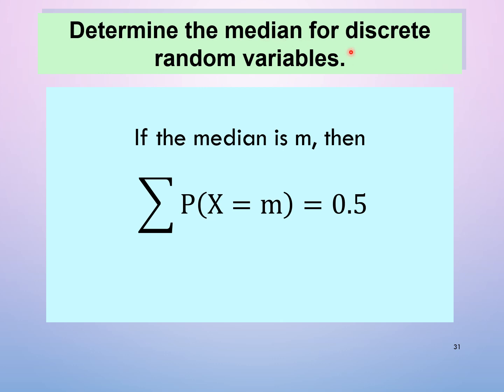This is how we determine the median for discrete random variables. If the median is m, then the summation of probability x equal to m must be equal to 0.5. Remember, just now we learned that the summation of probability x equal to x must be equal to 1. That is the summation for the whole values of x. But now, if we want to find the median, the summation must be equal to 0.5, half of the total probabilities. That is the median.